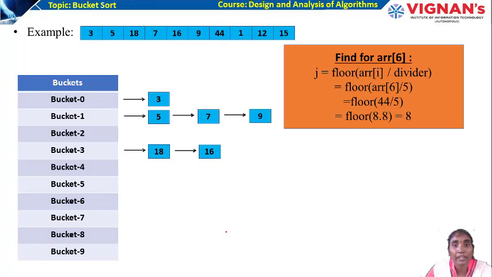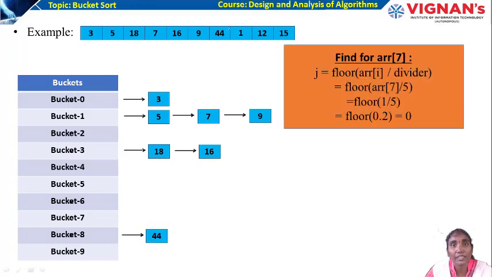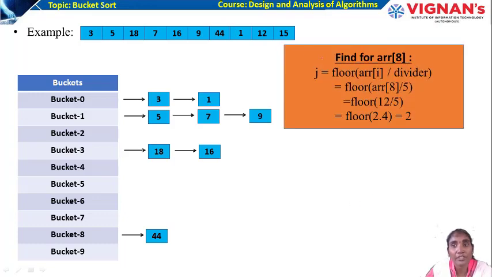Now, next element is 44. 44 is array of 6. Now, 44 by 5 is equal to 8. So, now in the bucket 8 we have to keep the 44. Next element is 1. So 1 by 5 is 0.2, which is equal to 0. So now we have to keep the next element 1 in the bucket 0.